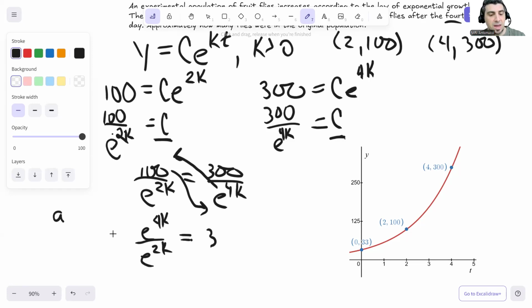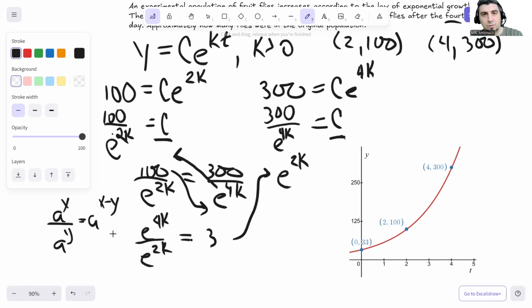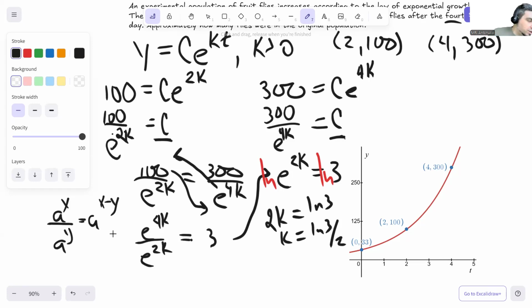Now remember, if you have a to the x over a to the y, that's going to be equal to a to the x minus y. In other words, when you divide like bases, you subtract the exponents. So that's e to the 2k, because 4k minus 2k is 2k, equals 3. We can natural log both sides, and then you would have 2k equals natural log 3. So k is natural log 3 over 2. That's our value of k.